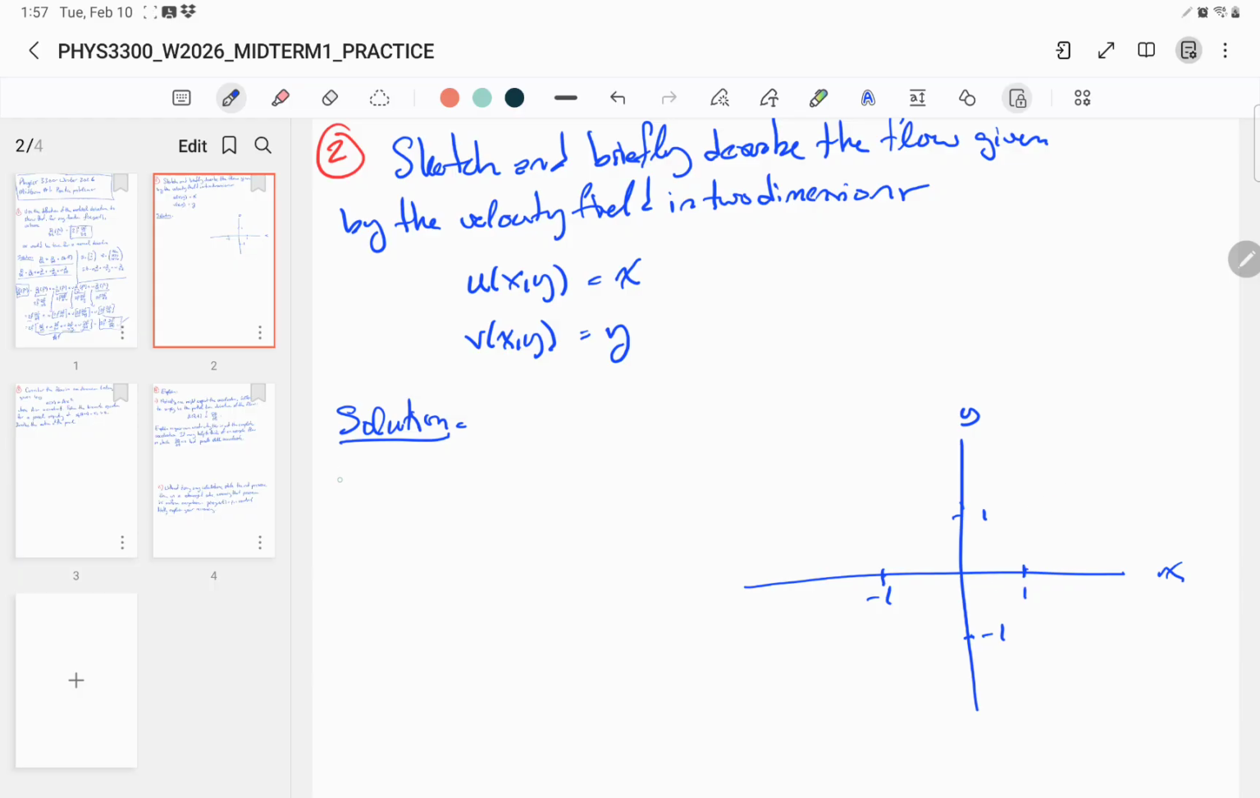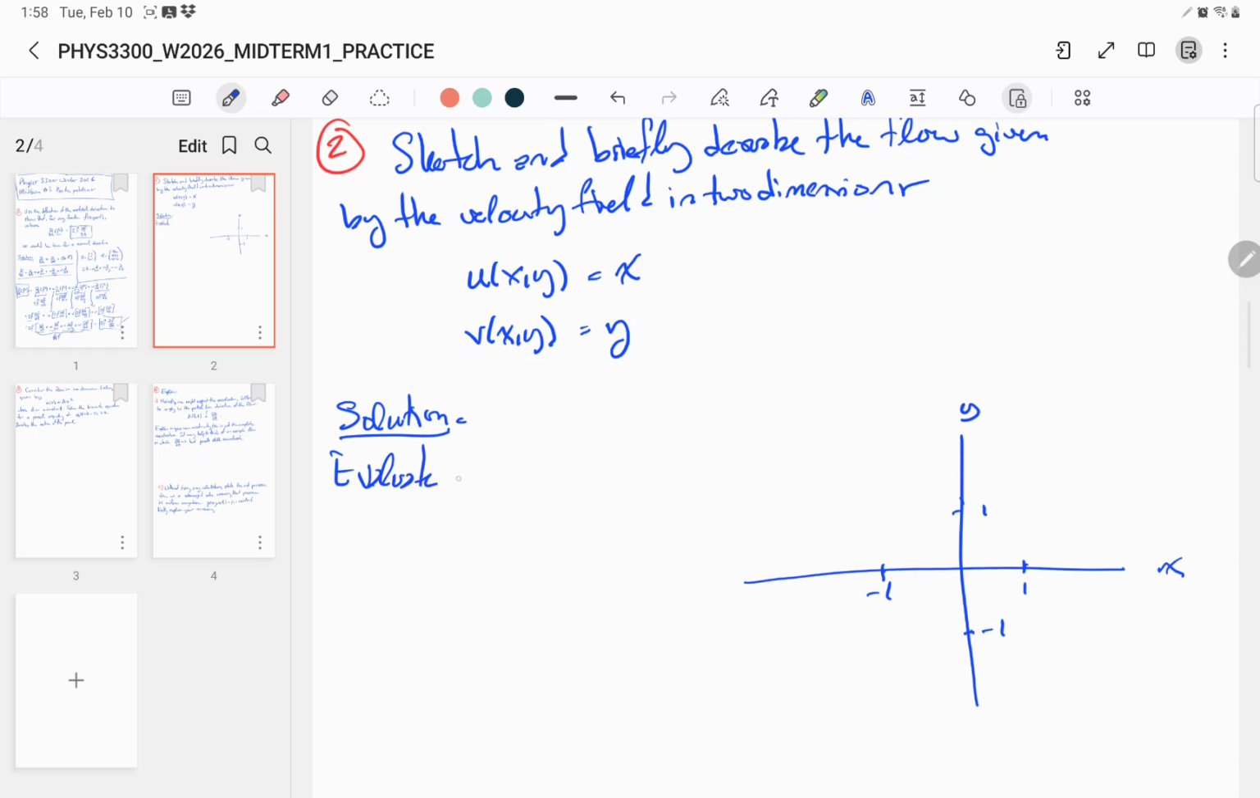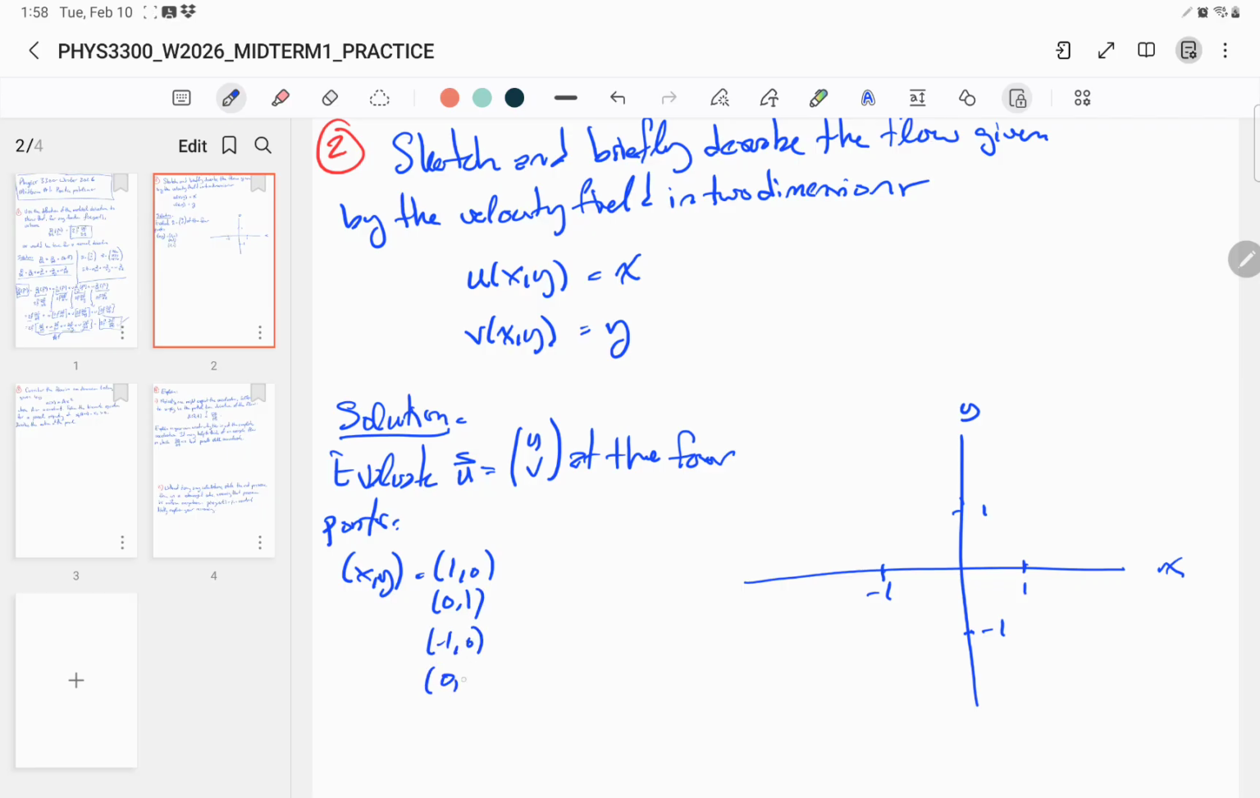So let's evaluate (u, v) at the 4 points. And you could pick different points if you like. (x, y) equals (1, 0), (0, 1), (-1, 0), (0, -1).